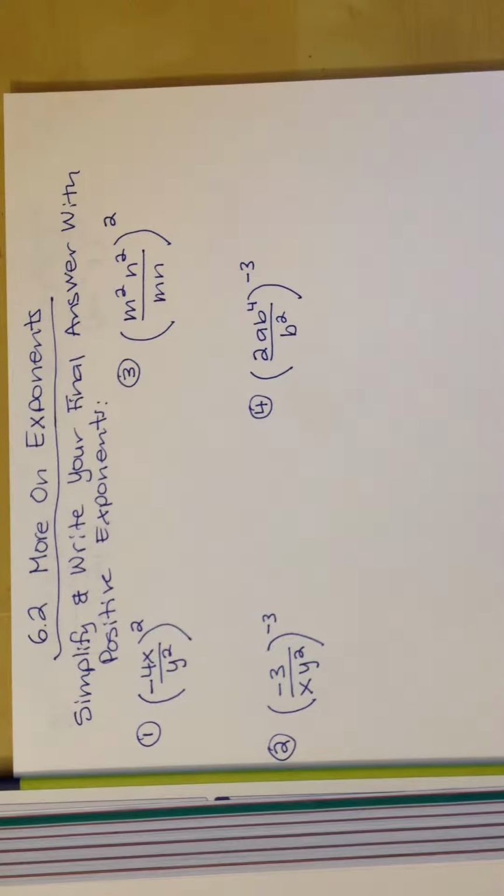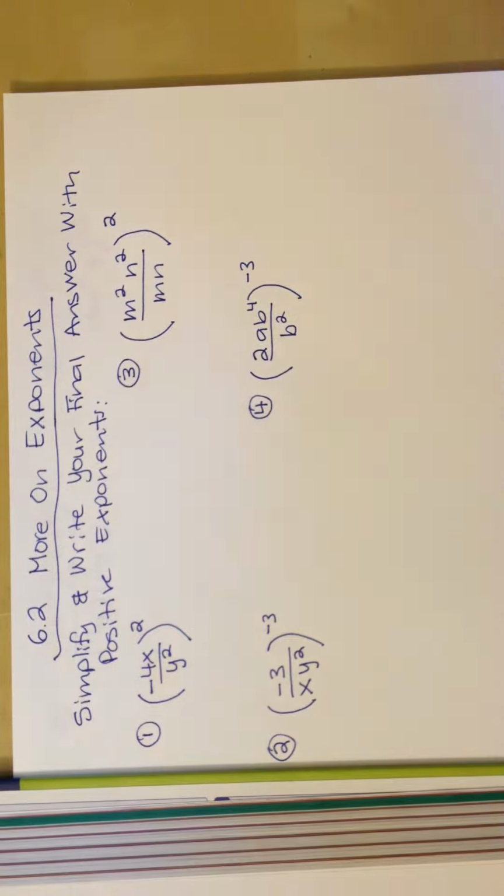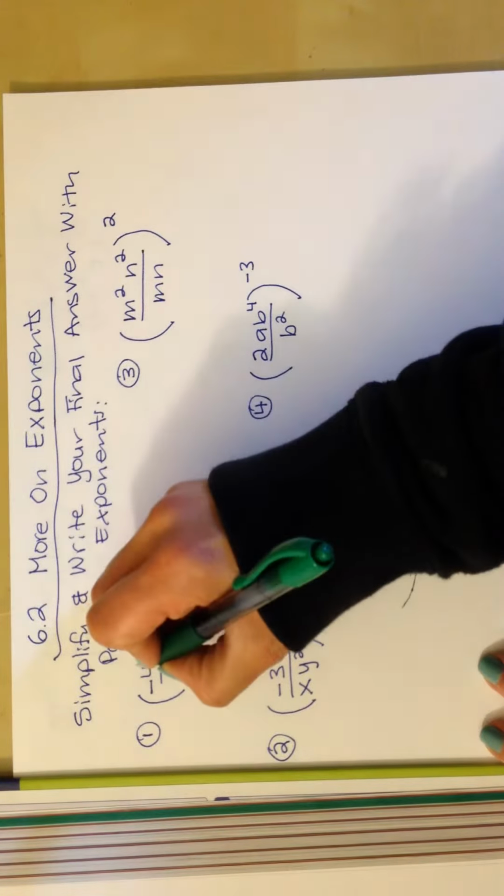Let's start with number 1. We have negative 4x divided by y squared, everything raised to the second power. The first thing you want to check to see is if you can reduce the fraction, and in this case we cannot reduce. And so what we do is we take the exponent on the outside and we multiply with the exponent for the 4.